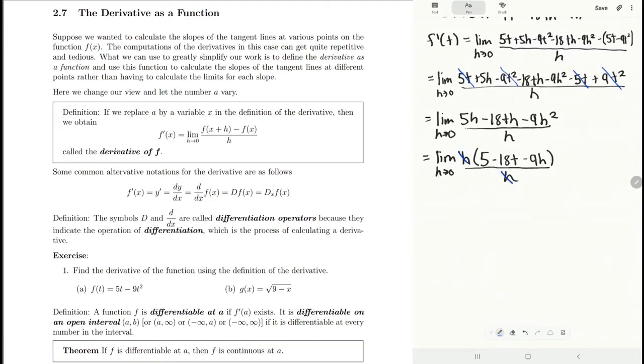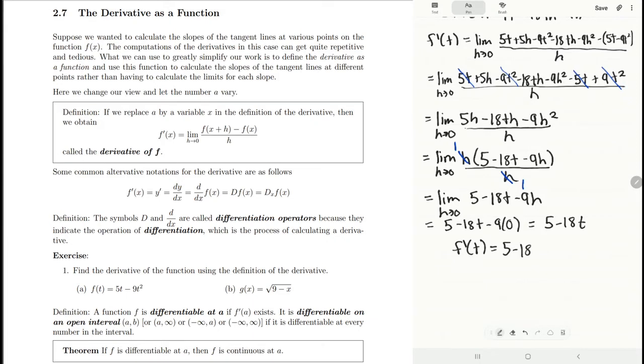Canceling the factors of h, we end up with the limit as h goes to 0 of 5 minus 18t minus 9h. And if we take the limit by letting h go to 0, we get 5 minus 18t minus 9 times 0, which is 5 minus 18t. So the derivative of our function is given as 5 minus 18t.